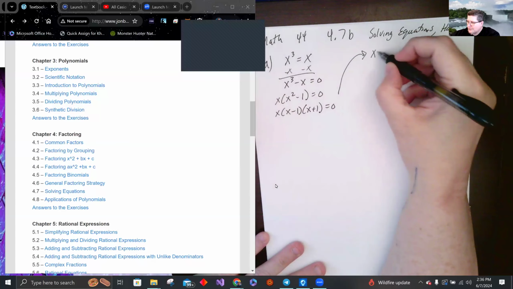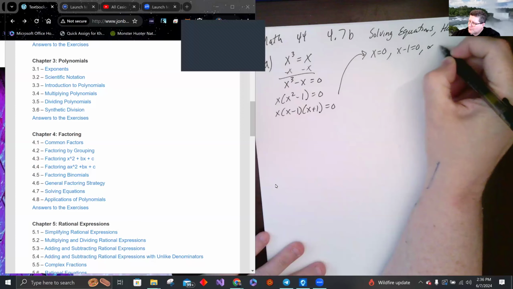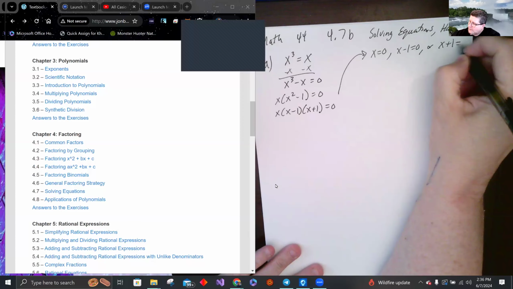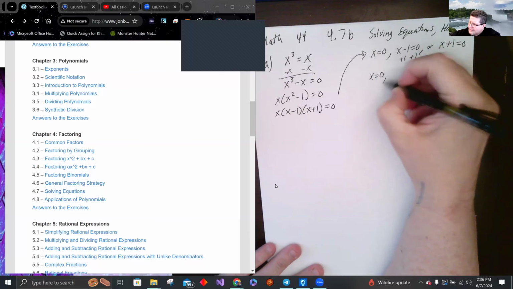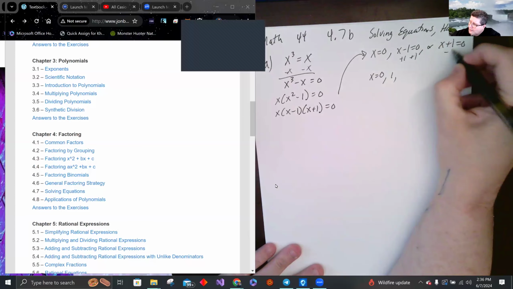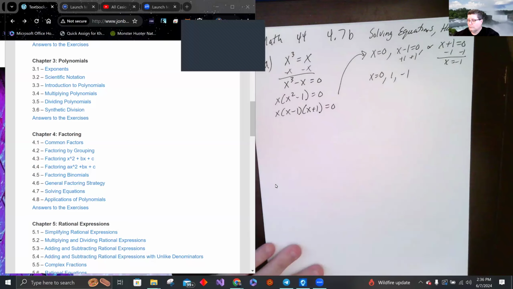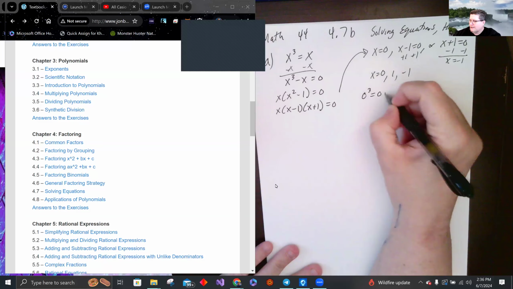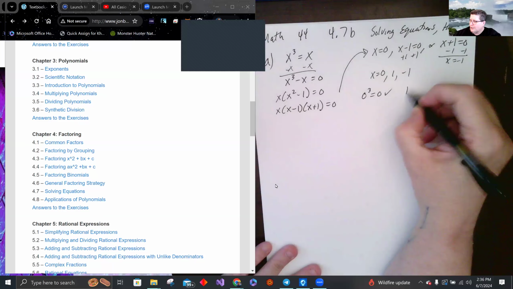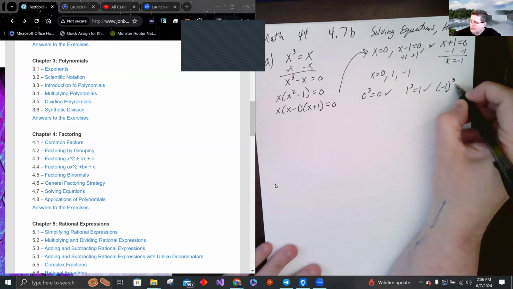We end up with x equals 0, x minus 1 equals 0, or x plus 1 equals 0. And when you solve, you get 0, 1, or negative 1. And you can check these all pretty quickly. 0 cubed equals 0, 1 cubed equals 1, and negative 1 cubed equals negative 1.